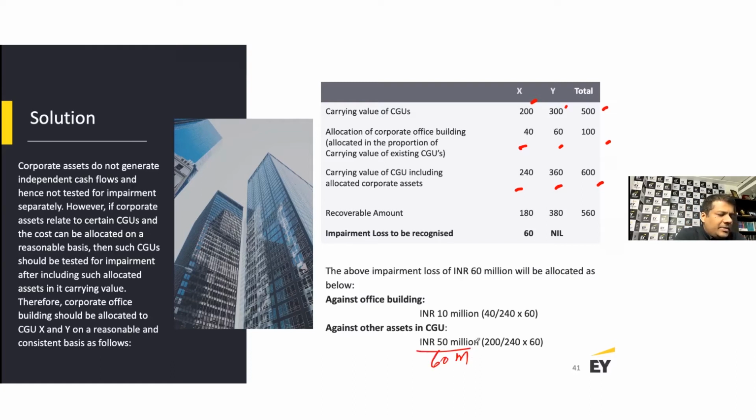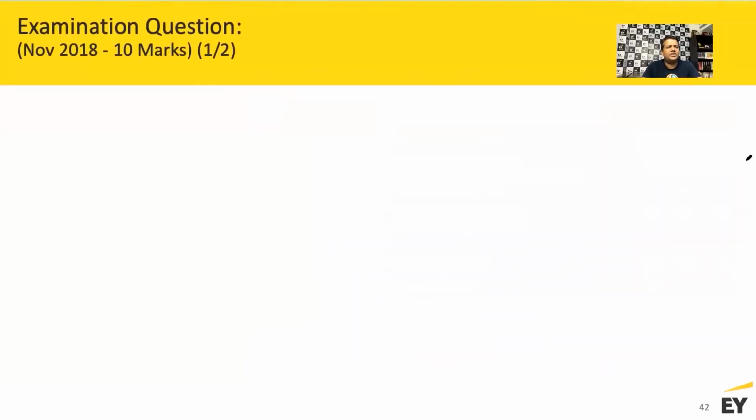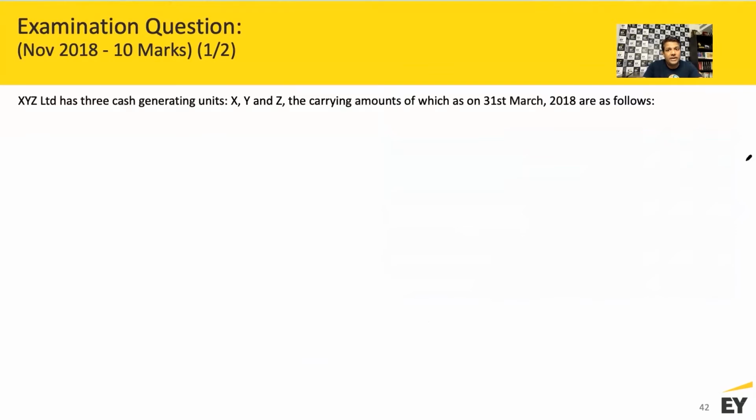Okay, total 60 million gets allocated: 10 million to the building and 50 to the CGU. All right. Let's look at this examination question, which was covered in November 2018 for 10 marks, right?